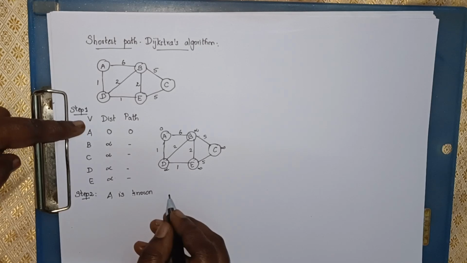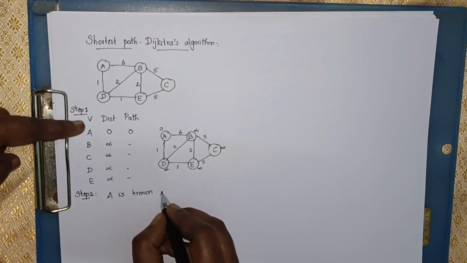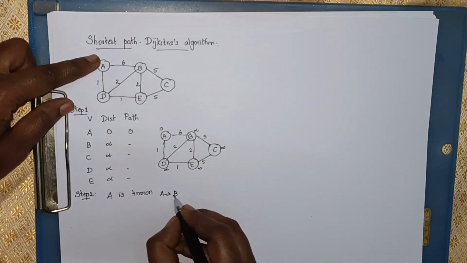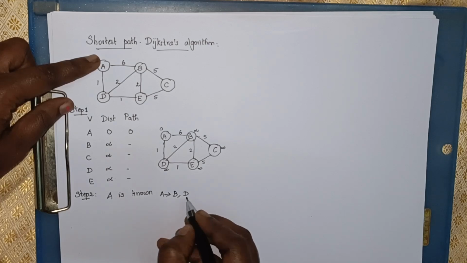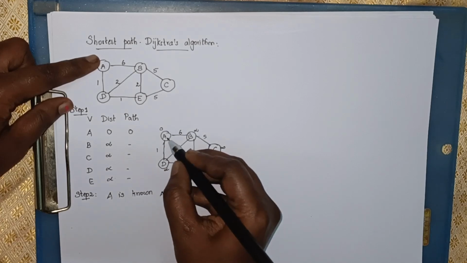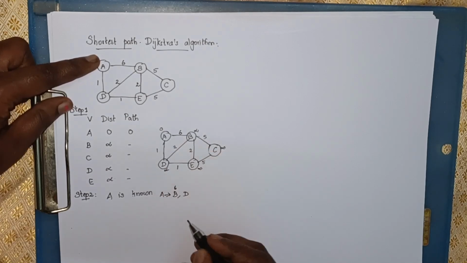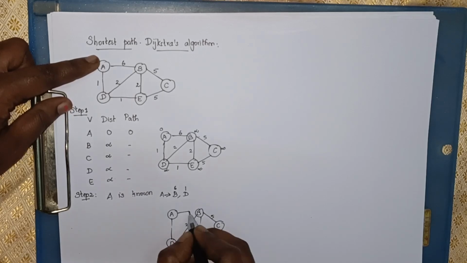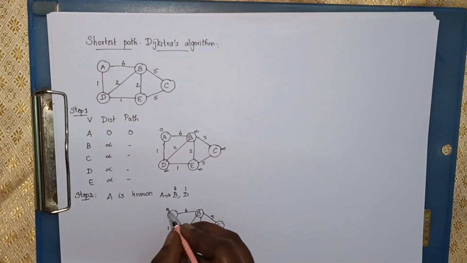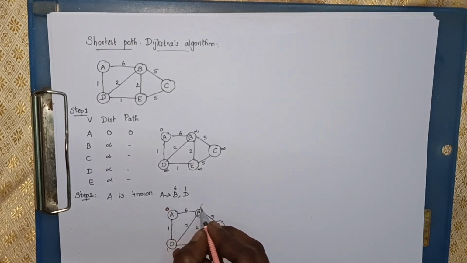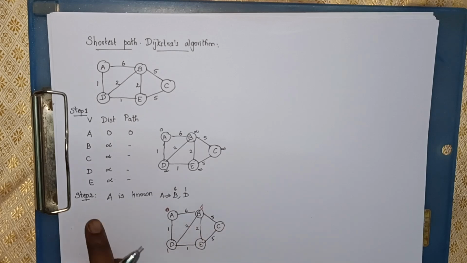Okay, if A is known, what are the adjacent vertices of A? So start from A and note the adjacent vertices. So from A you have B and then D. Now A to B, the distance is 0 plus 6, it is 6. A to D, 0 plus the distance 1, it is 1. So the distance from the start A to D is 1. A to B is 0 plus 6, 6. So these changes we are going to update in our table.